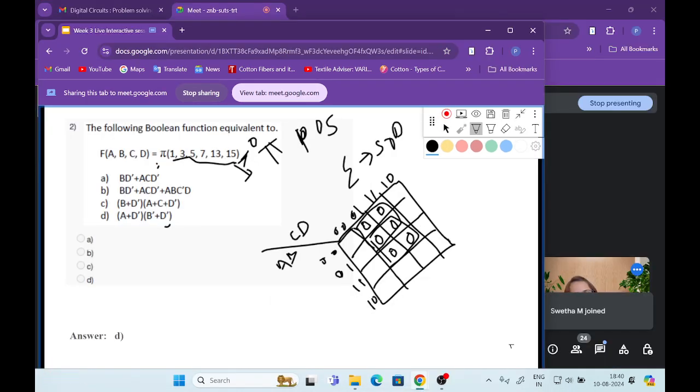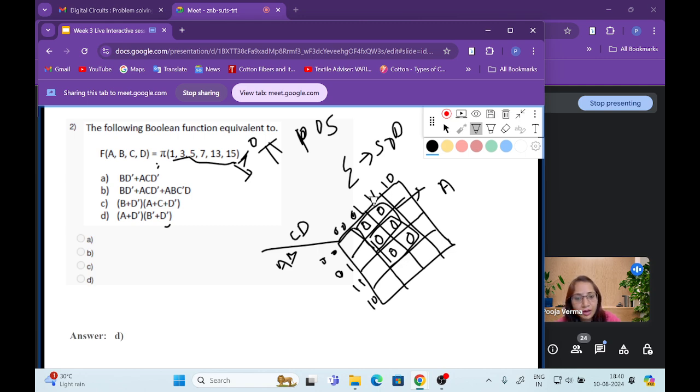Okay, so for this, what will be the expression for this upper one? Here, what is common? 0 is common, so it is a product of sum form. For 0, we are going to write A only, not A bar, because it is already a product of sum form.